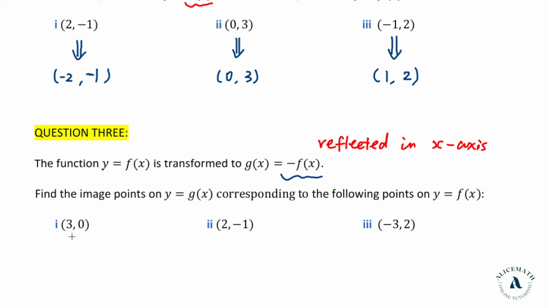So the first point, 3, 0. So x should be kept the same, and then y is 0, so changing the sign of the 0 is still 0. And then the second one, 2, -1. So we need to keep the same x-coordinate and change the -1 to +1. And then the last point, -3, 2. x is -3. And then 2, the +2 should change the sign to -2.